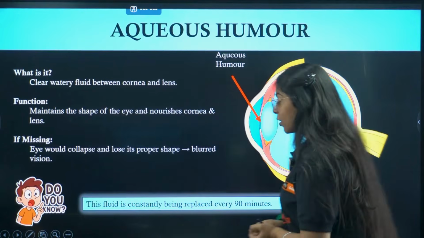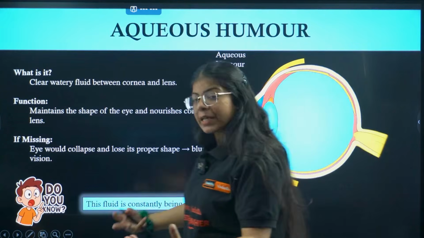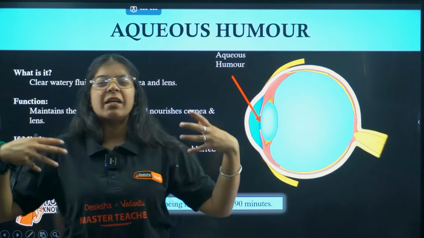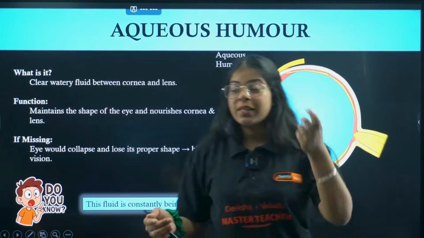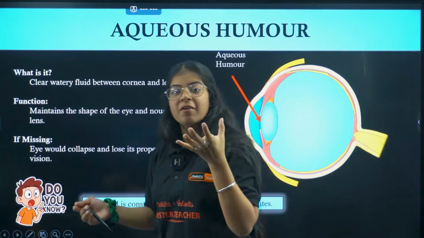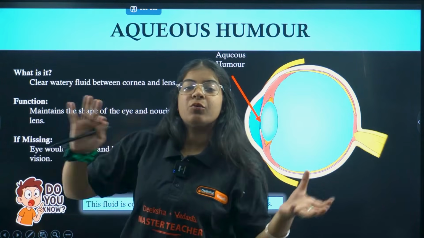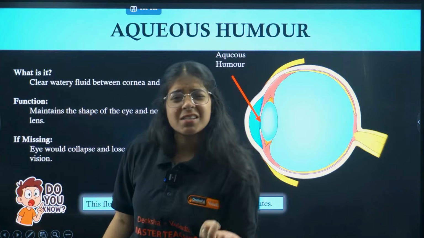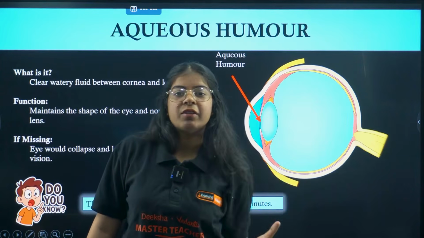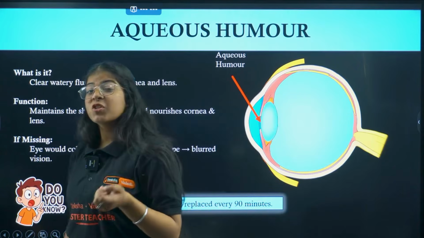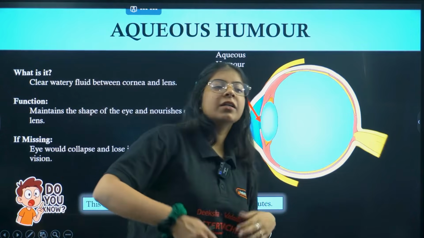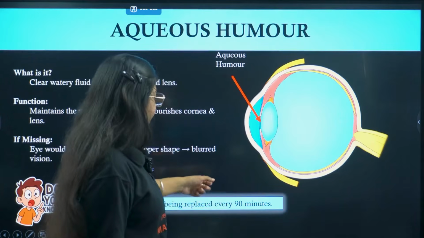Now, this aqueous humor is constantly being renewed every 90 minutes. This watery liquid in your eyes is renewed every 90 minutes because it gets dirty, it's in direct contact with our air. There are dust particles and smoke particles which can harm our eye, so it continuously gets changed.